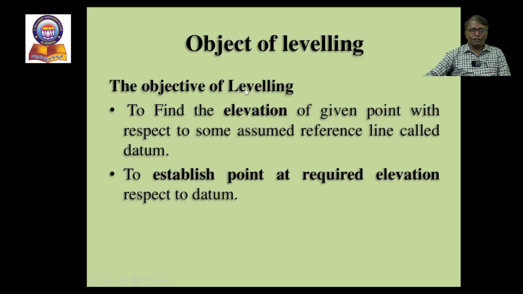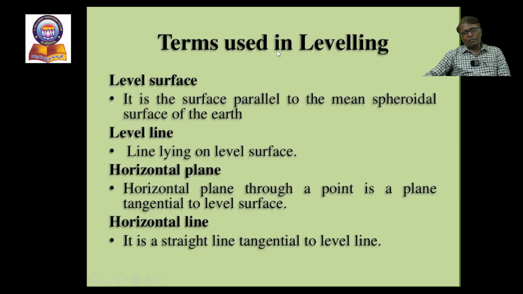The next objective of leveling is to establish a point at required elevation with respect to datum. That means whenever you are laying a road line or some railway track or maybe plumbing, etc., then the elevation of those points are marked on the ground with reference to the datum, so that the road will be in alignment. So that is the second objective of leveling. That means measurement with reference to datum, and establishment with reference to datum, both will be obtained. Next, the terms used in leveling.